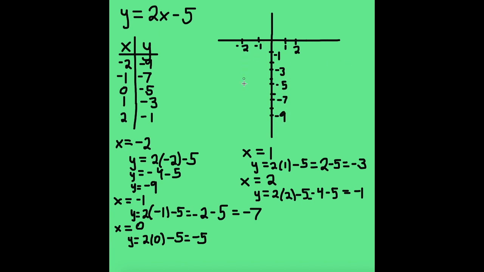When x equals negative 2, y equals negative 9. When x equals negative 1, y equals negative 7. When x equals 0, y equals negative 5. When x equals 1, y equals negative 3. When x equals 2, y equals negative 1.